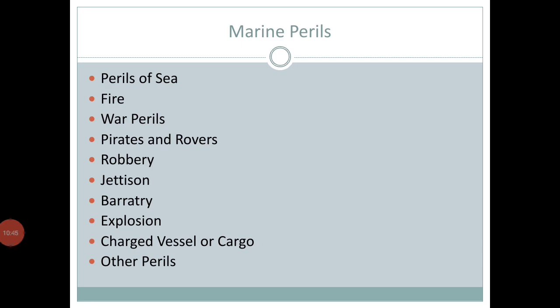So in jettison, what is done? Yes, the excessive goods on the ship, to maintain the balance on the ship, that is the vessel, are thrown into the water. Okay, then barratry. What is barratry? The wrongful act done by the master or crew of the vessel purposefully is called barratry.